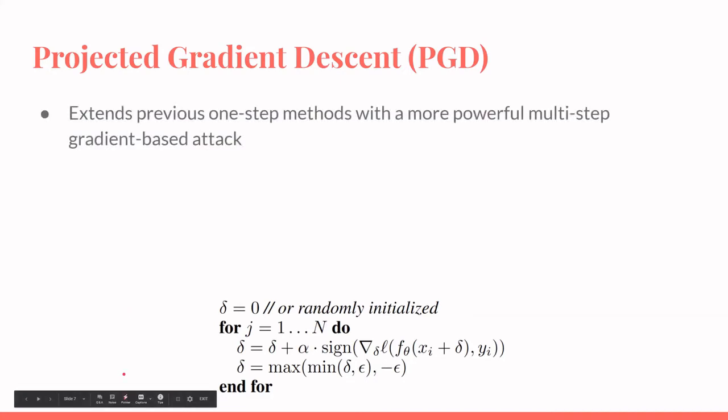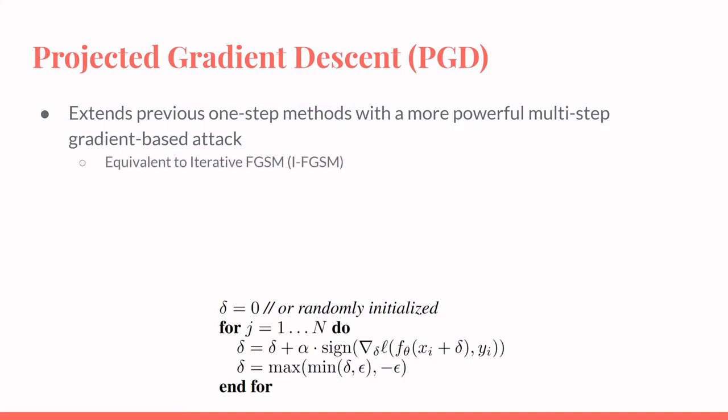Projected gradient descent, or PGD, extends previous one-step methods with a more powerful multi-step gradient-based attack. This is essentially equivalent to an iterative FGSM attack. Again, this is a white box attack, although PGD is now capable of both targeted and untargeted attacks.